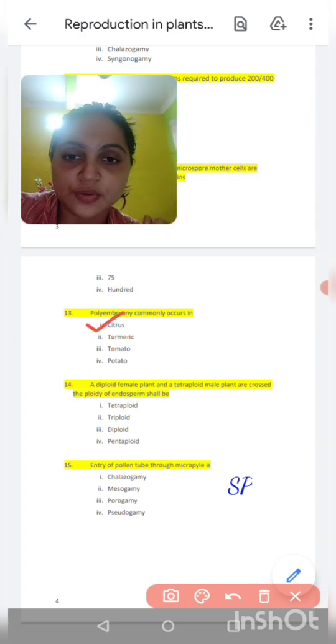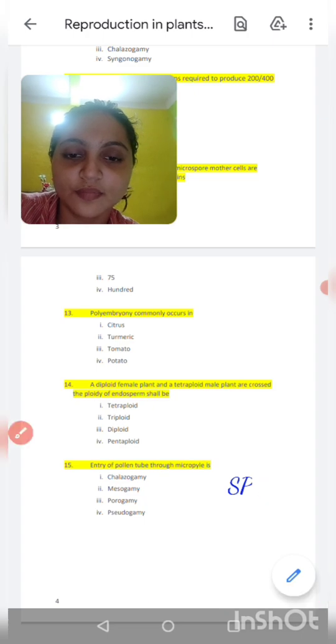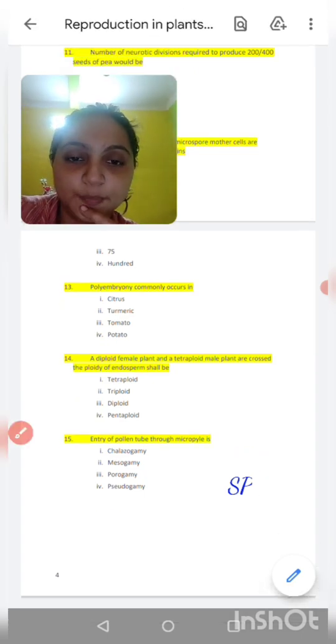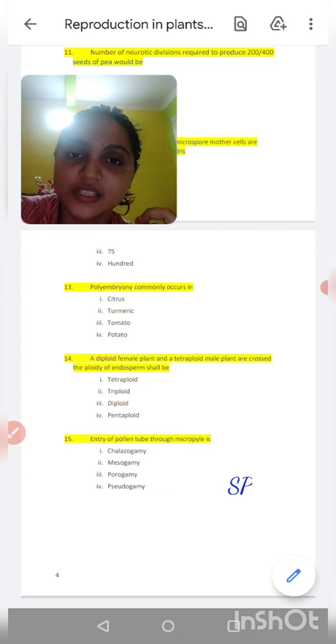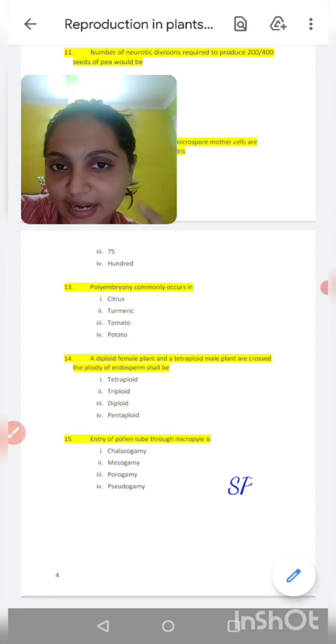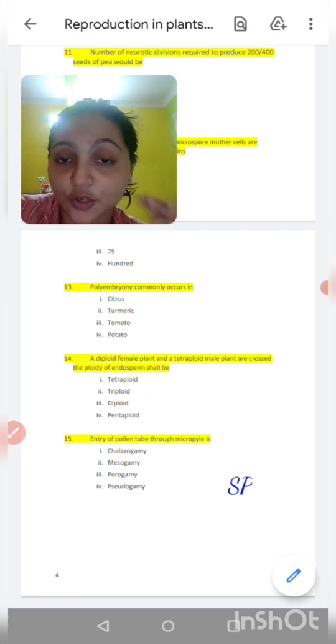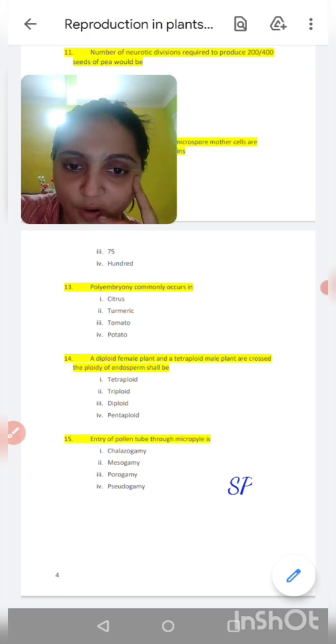Now student, moving to number 14. This is also a very interesting question. A diploid female plant, so it is a normal diploid plant, and a tetraploid male plant. Tetraploid means the ploidy level of that male plant is 4n. So they are crossed. So the ploidy, the chromosome number, of the endosperm shall be?